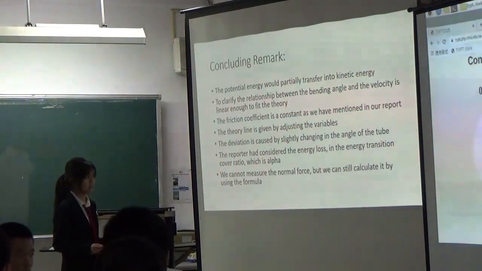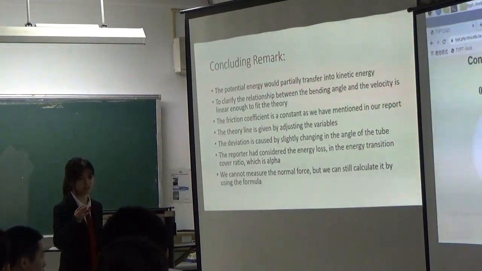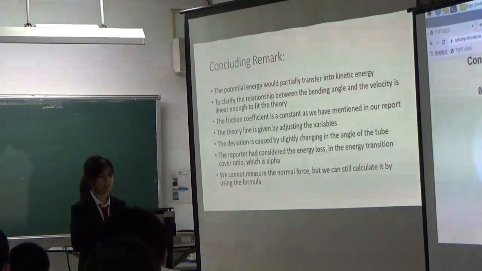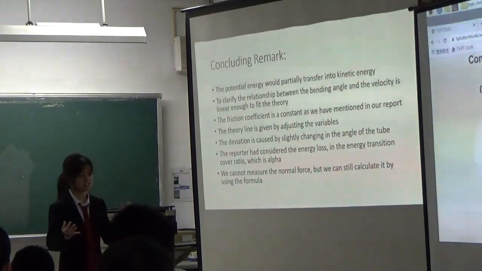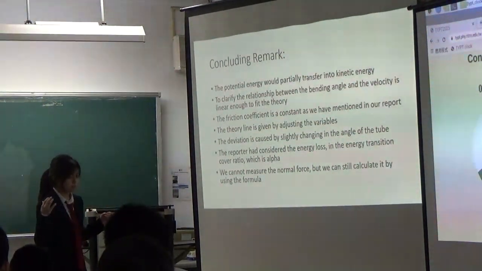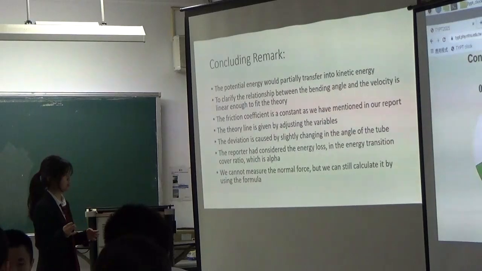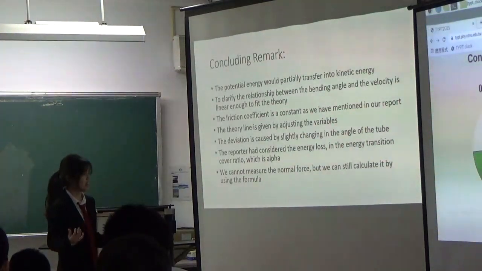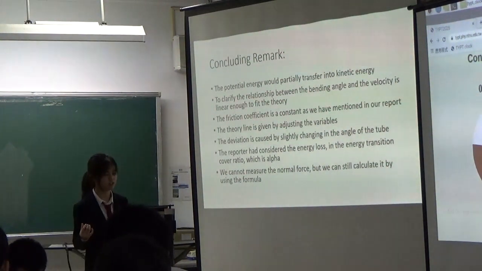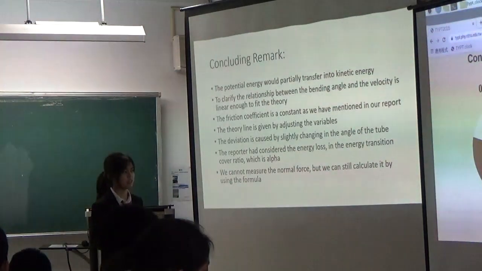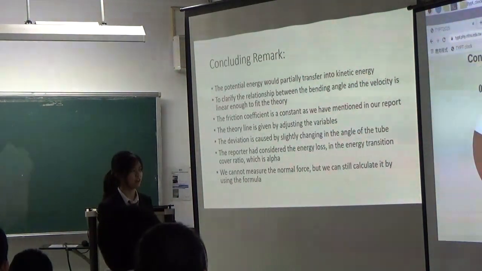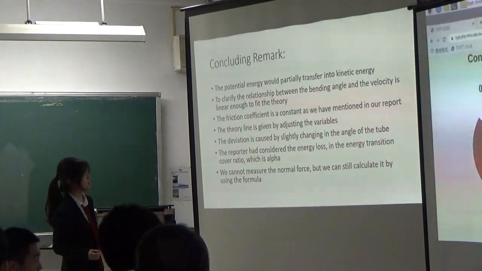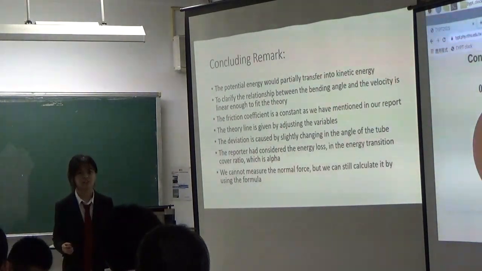The reporter had considered the energy loss, which the opponent thinks is caused by the friction between the spaghetti and the tube, and we calculated it in the energy transition ratio, which is the alpha in our report. We cannot measure the normal force between the spaghetti and the tube, but we can still calculate it by using the formula of force analysis. So this will be the concluding remark of the reporter.